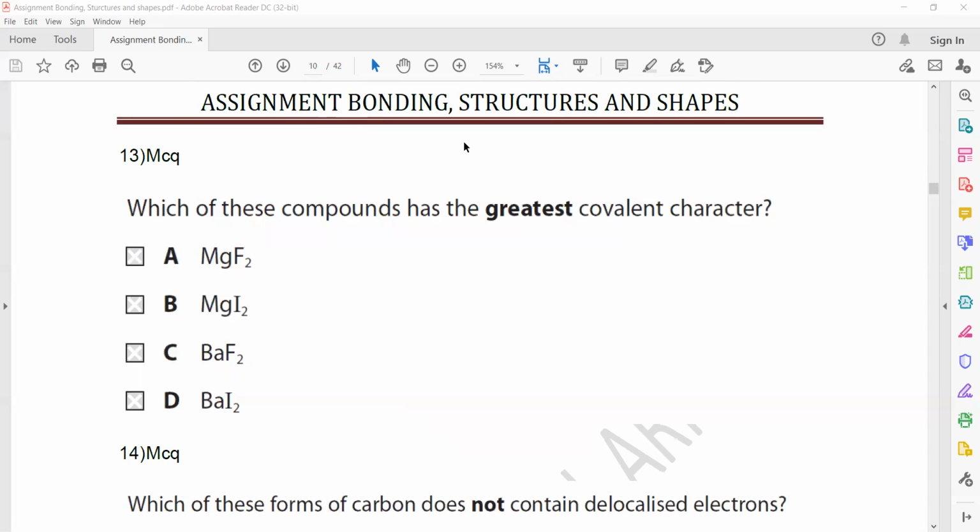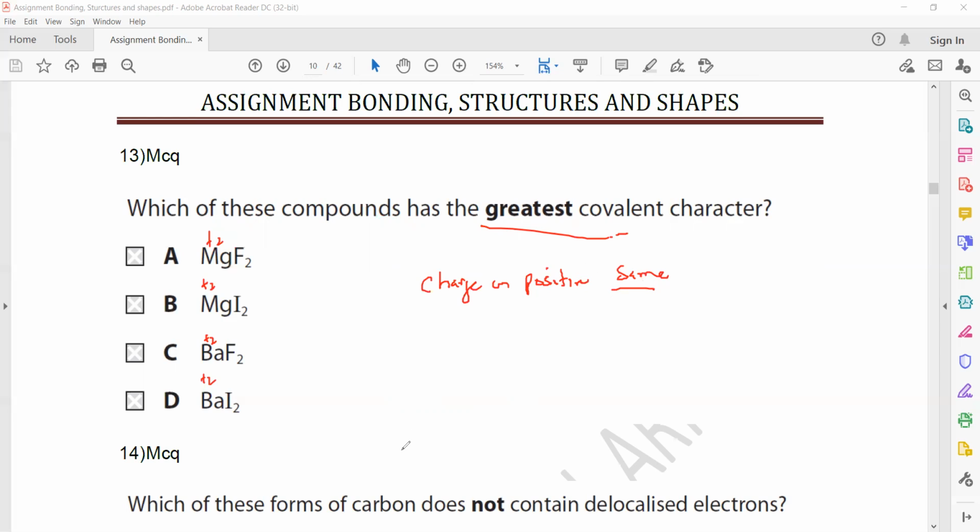Which of these compounds has the greatest covalent character? So greatest covalent character, again, means a greater distortion. So as we discussed, the size of the positive ion should be small, and the size of the negative ion should be greater. The charge, all are group 2, so magnesium will be +2, +2, +2, +2. And when we compare, the charge on the positive ion is the same. That is the same for all the options.